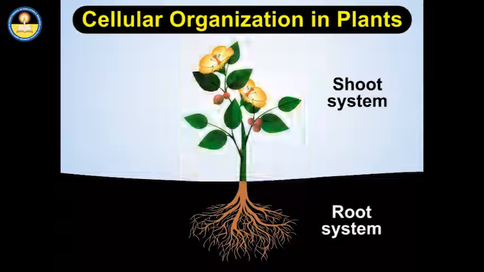The shoot system mainly comprises of stem. The stem supports many other parts of plant like leaves, flowers and fruits.